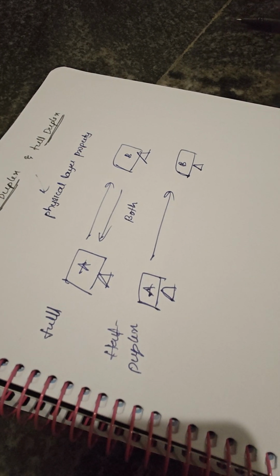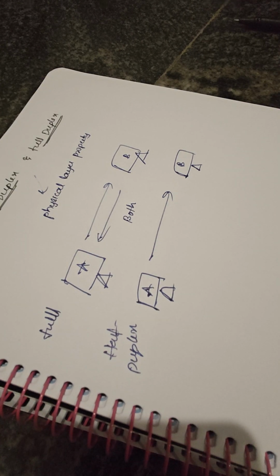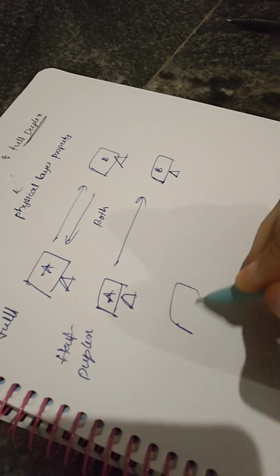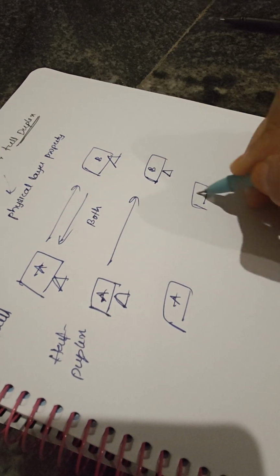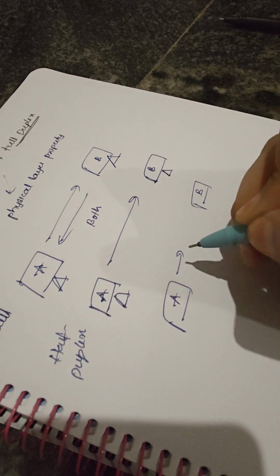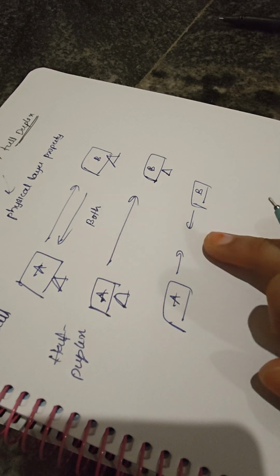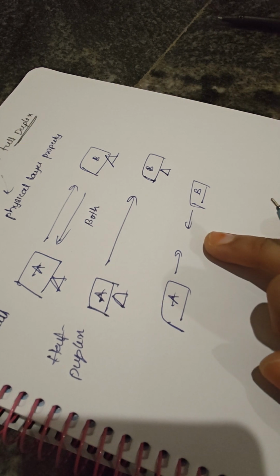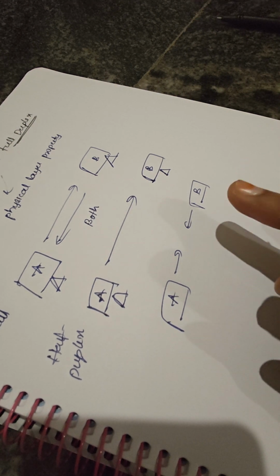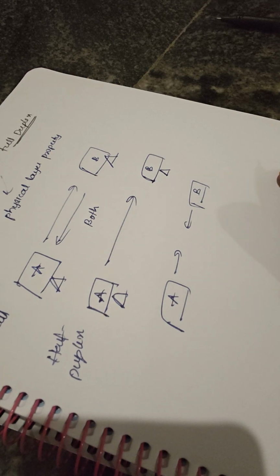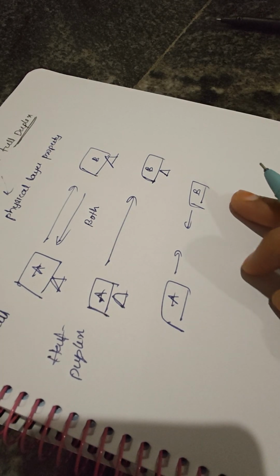In half duplex mode of communication, we can see collision. Let's say this is device A and this is device B. Device A is sending data in this direction and device B is sending data in this direction over the same medium. So here collision will happen. Collision occurs when data on the same physical media is transmitted by different devices simultaneously.